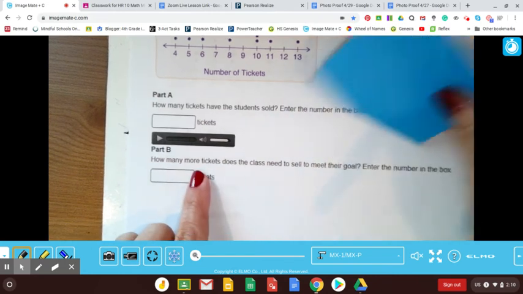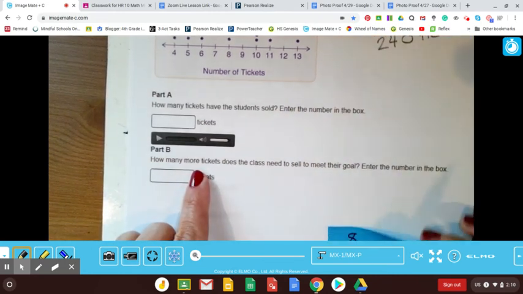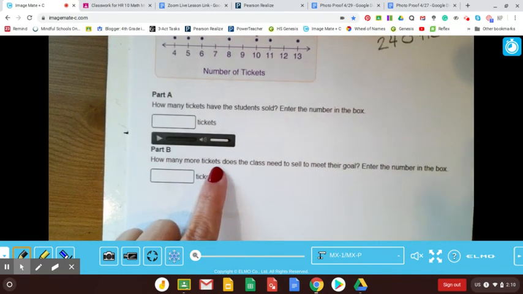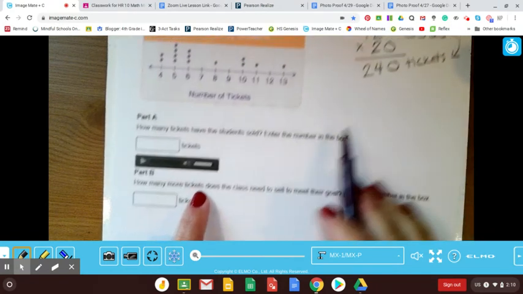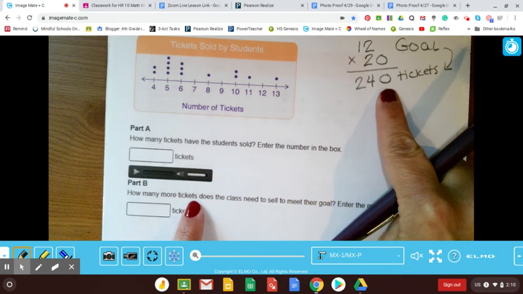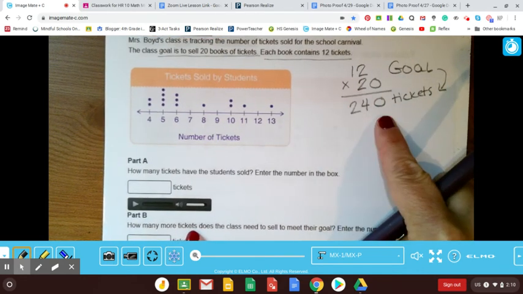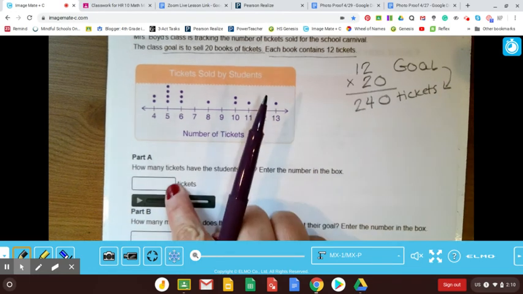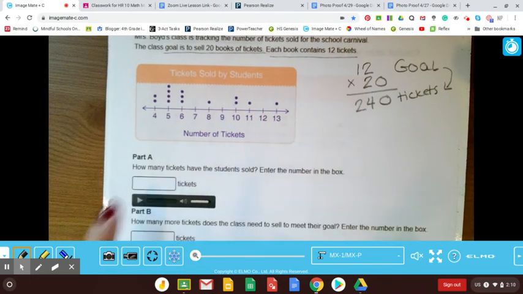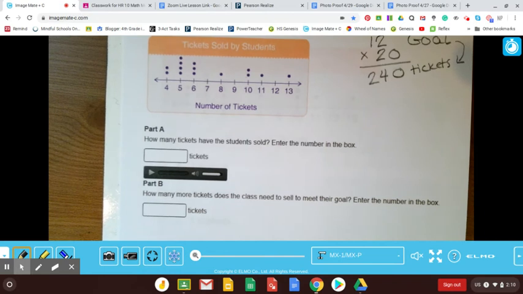All right, let's see part B. Part B says, how many more tickets does the class need to sell to meet their goal? Oh, look, this is going to come in handy up here. So this is their goal, 240 tickets, minus the answer to part A is going to get you your answer for part B.